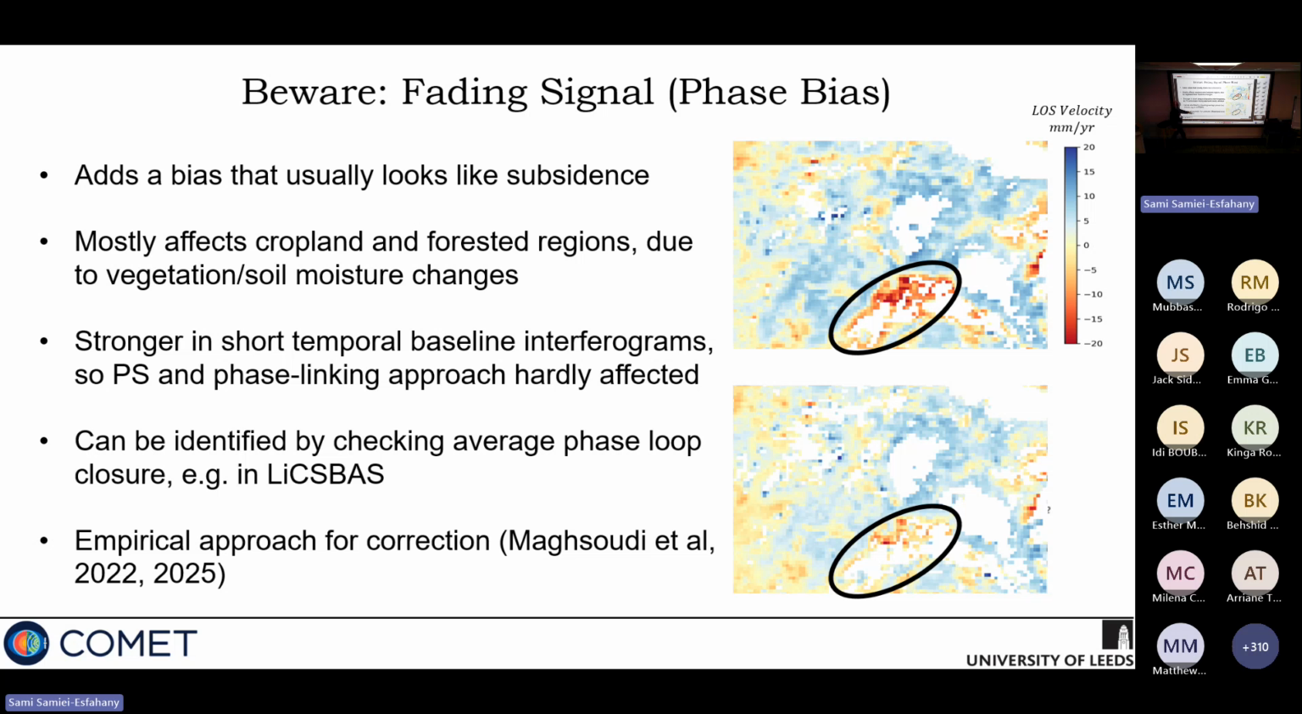There's a couple of papers on this. It's not perfect. And you can see in this case, it's left some of the signal behind. I think the second paper, the results are a little bit better, but still not quite perfect. So it's worth bearing that in mind when you're interpreting the results. You can normally identify where it is by looking at the loop closures. You can know where there is a form of phase bias, at least.